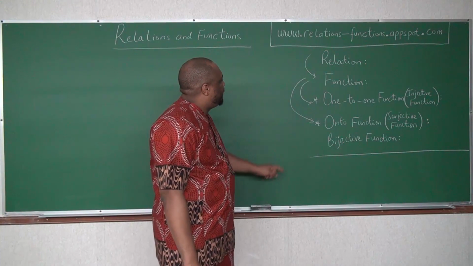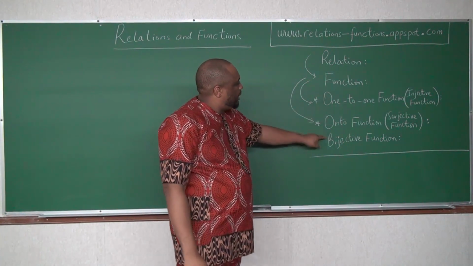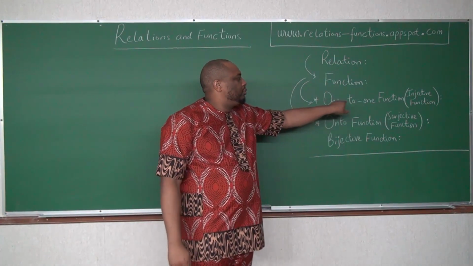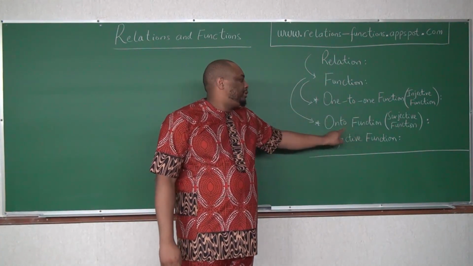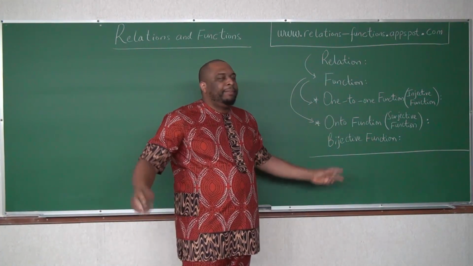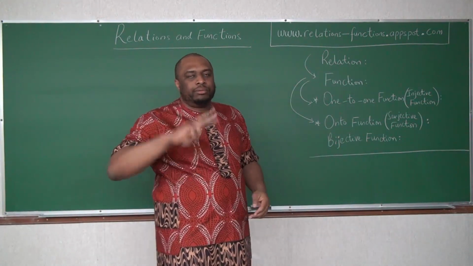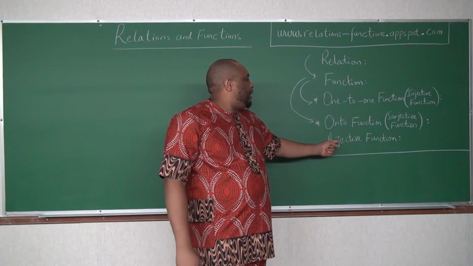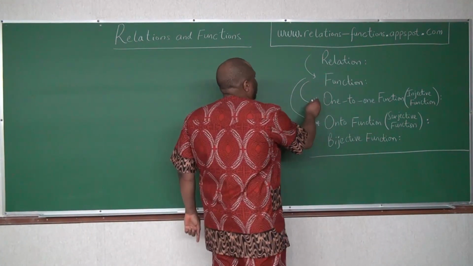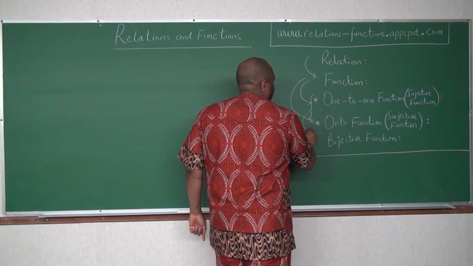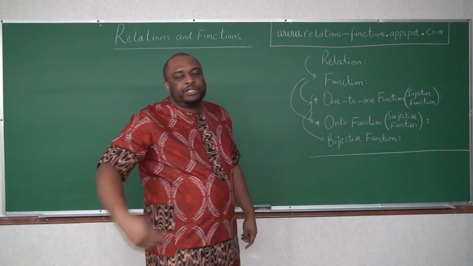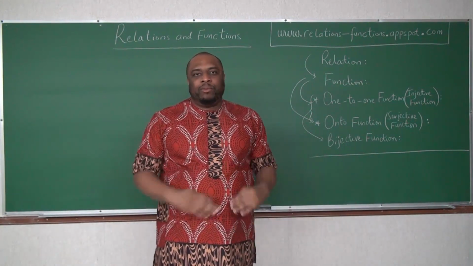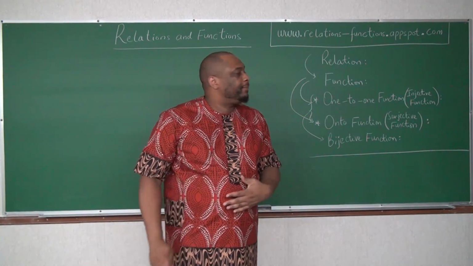Now for these two, a bijective function must be a 1-to-1 function and an onto function. Bi means two. It's both of them. These two together give you the bijective function. We're going to explain these things and give examples of them.